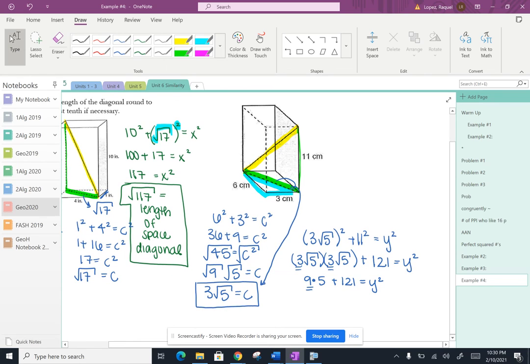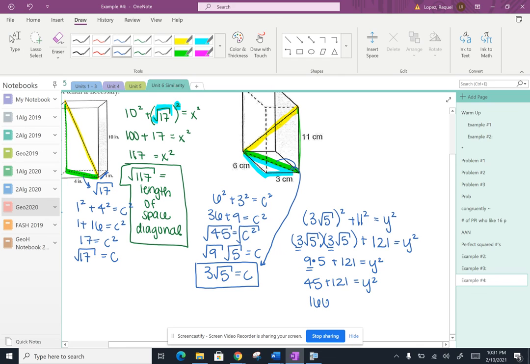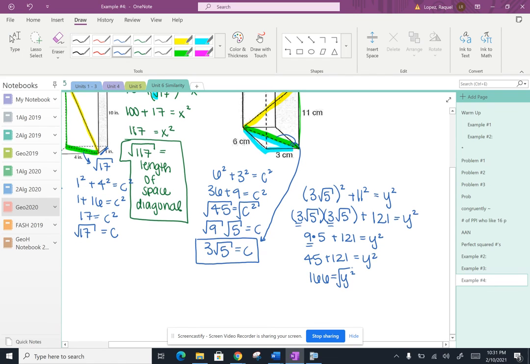Okay, and then 9 times 5 is 45. So I have 45 plus 121 equals y squared. So I'm left with 166 equals y squared. Then I take the square root. So that space diagonal measures the square root of 166.